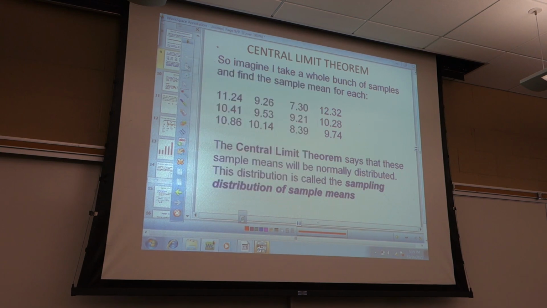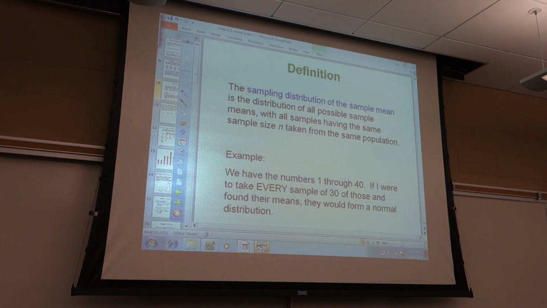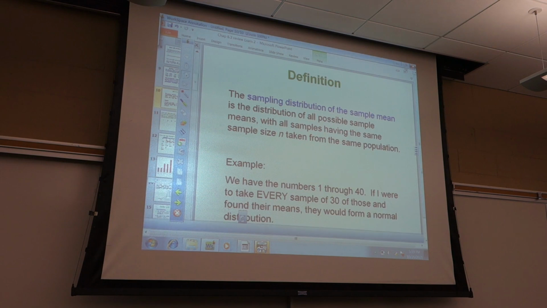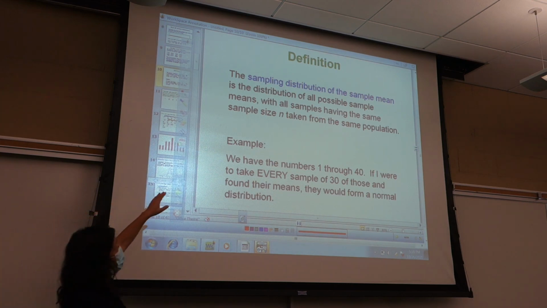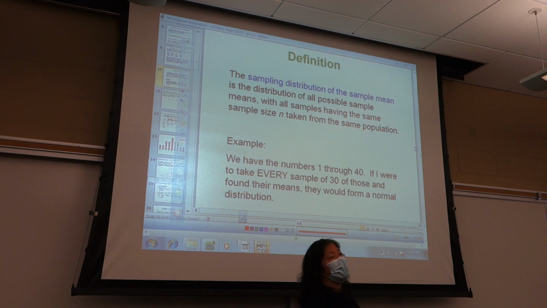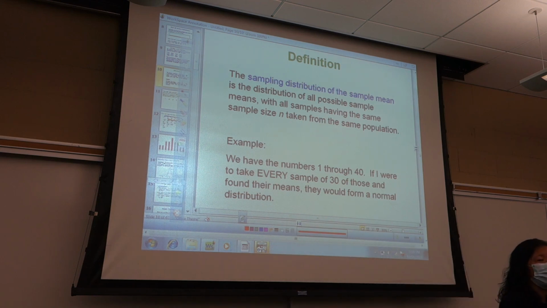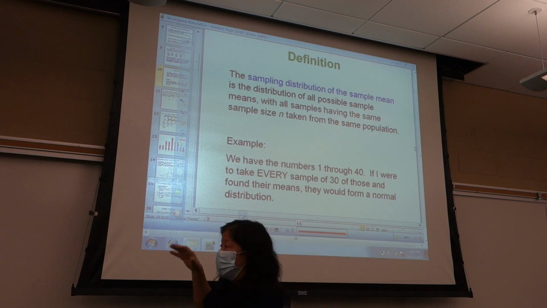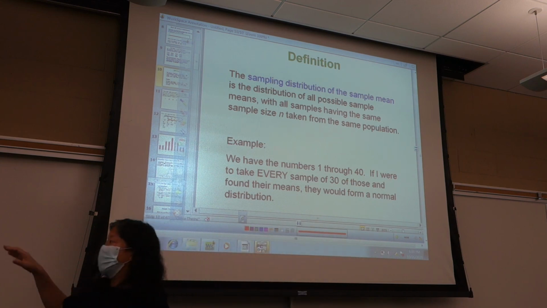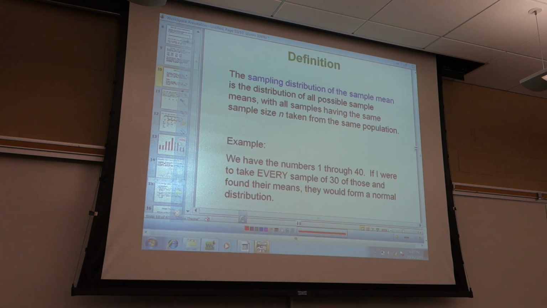Oops, wrong one. Here's the definition of it. All right, so what happens is you take every possible sample from that group. So for example, if I have the numbers 1 through 40, if I were to take every possible sample of 30 out of the numbers 1 through 40, and take the average of each, those averages would form a normal distribution.